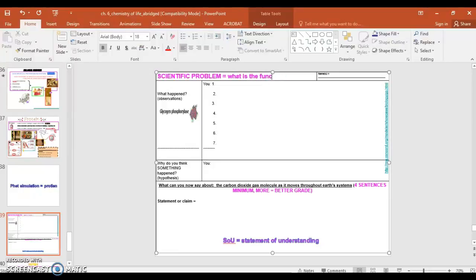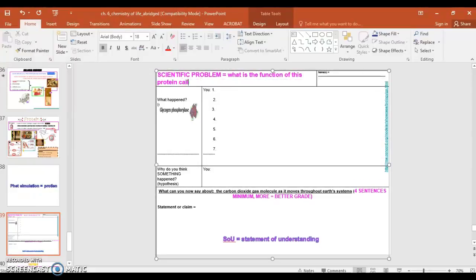Or, here we go. What is the function of this protein called glycogen phosphorylase? There you go. And as we practice, you write some observations. You can come up with a hypothesis. This link takes you to the website. And then finally, you come up with a conclusion summarizing your observations, your evidence, and supporting or rejecting your hypothesis.